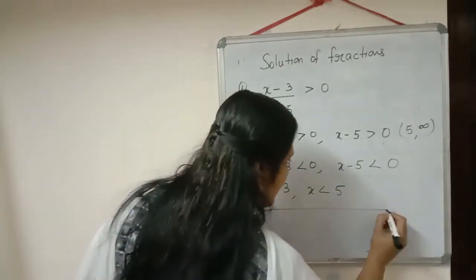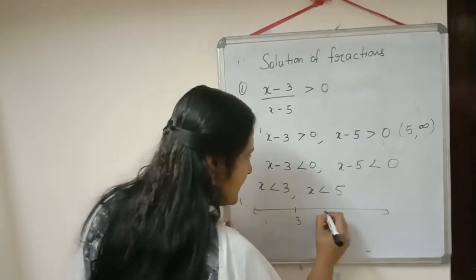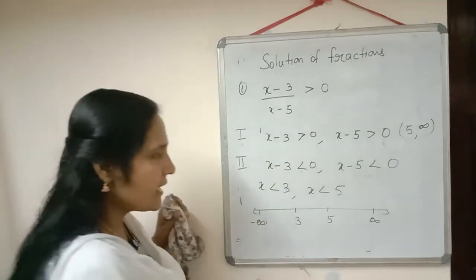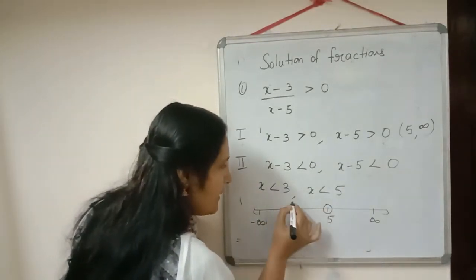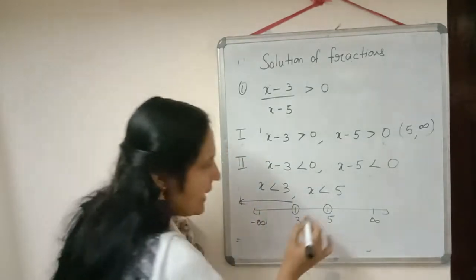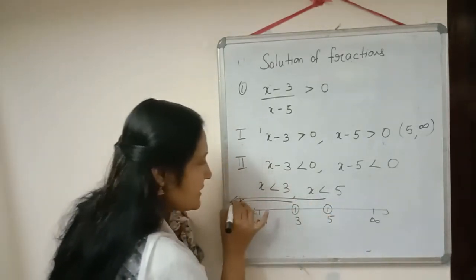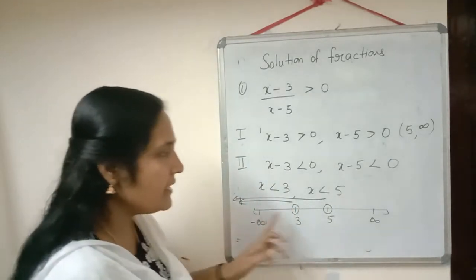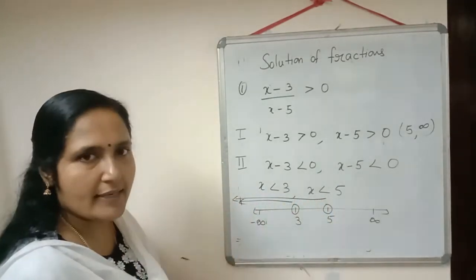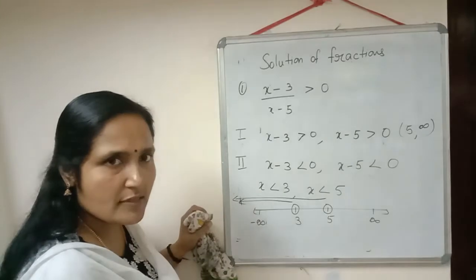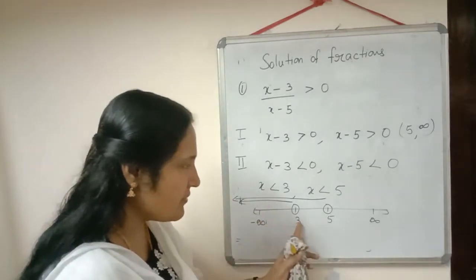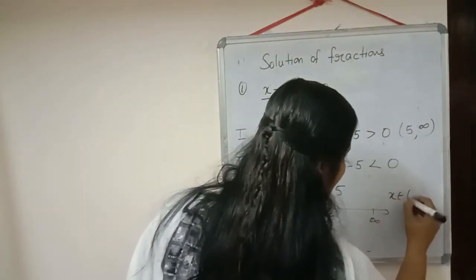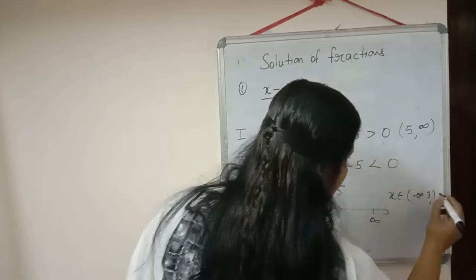Again draw the number line. We have the points 3 and 5, here infinity and here minus infinity. x will take all the values which are less than 3, and x will take all the values which are less than 5. In this case, what is the common solution we are getting? Yes, we are getting 3 to minus infinity. So in the second case, x belongs to 3 to minus infinity.